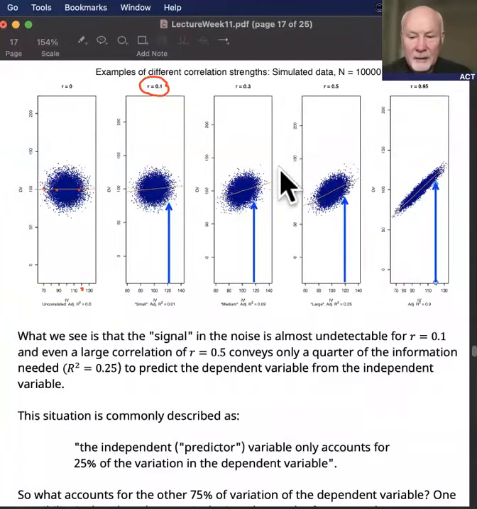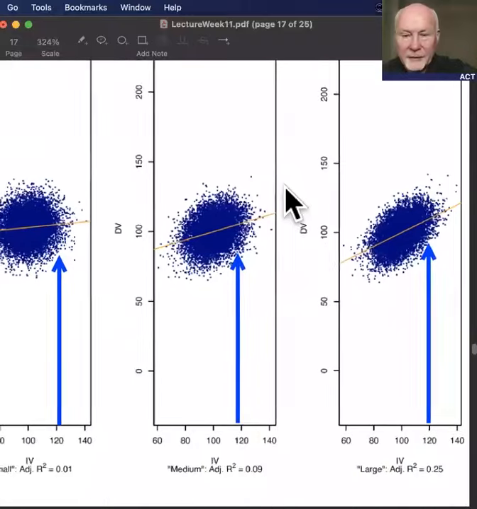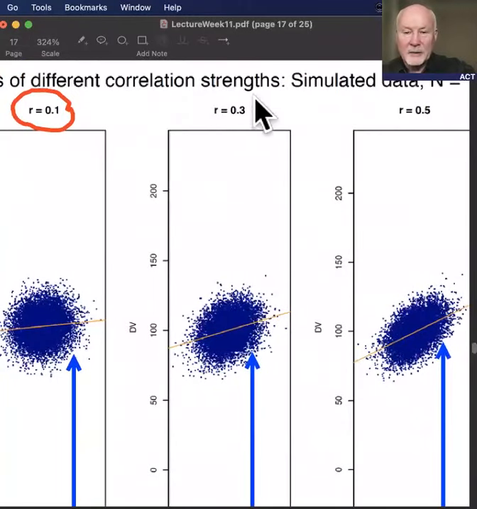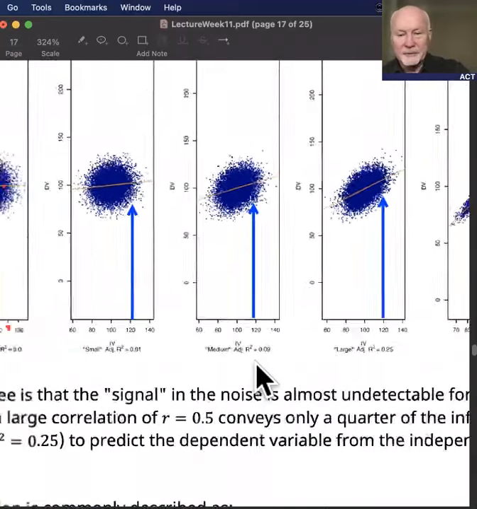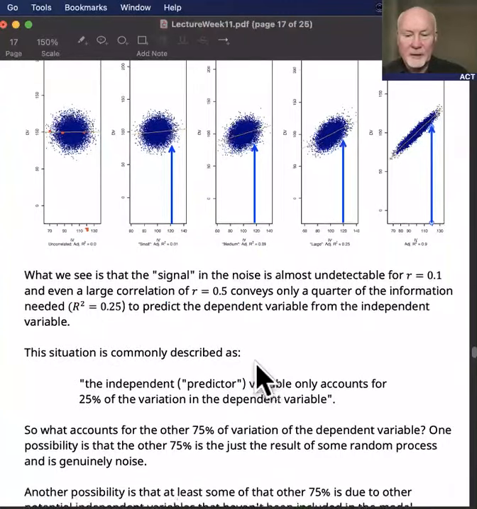So let's look at an example here. For the medium correlation of 0.3, where your R is 0.3, the R squared is going to be about 0.09, or about 9% of the information you'd need to make a perfect prediction. It's a pretty small amount.